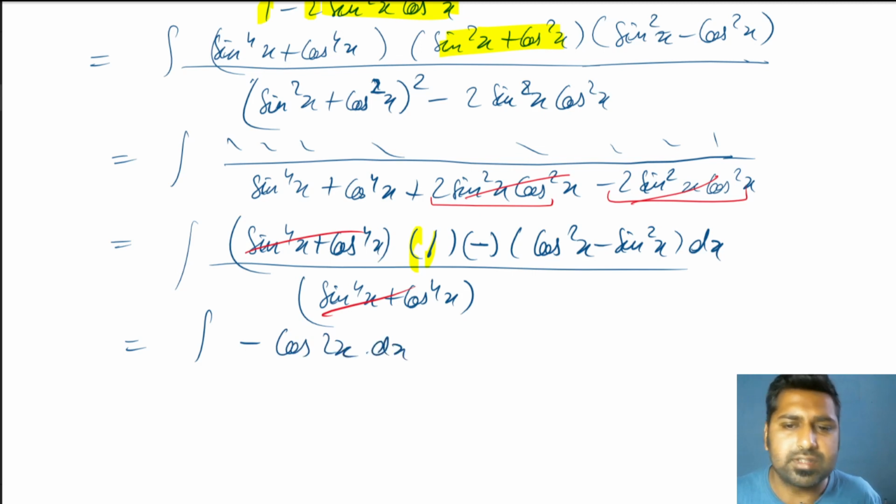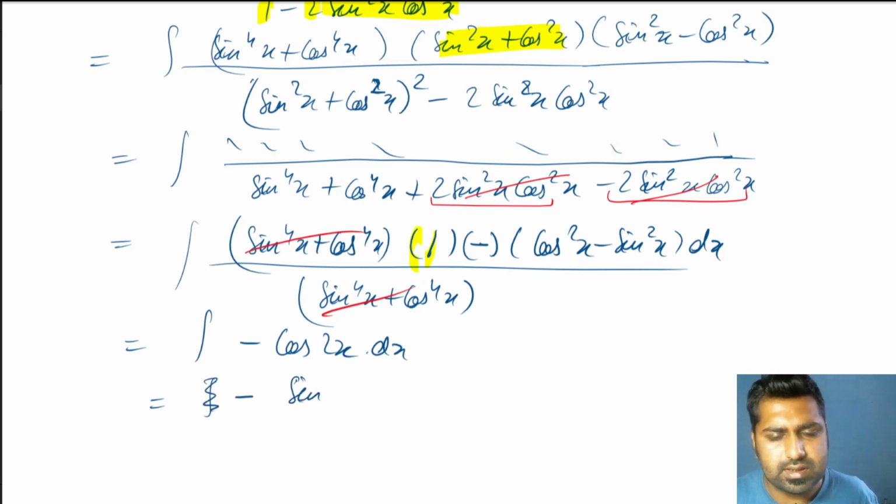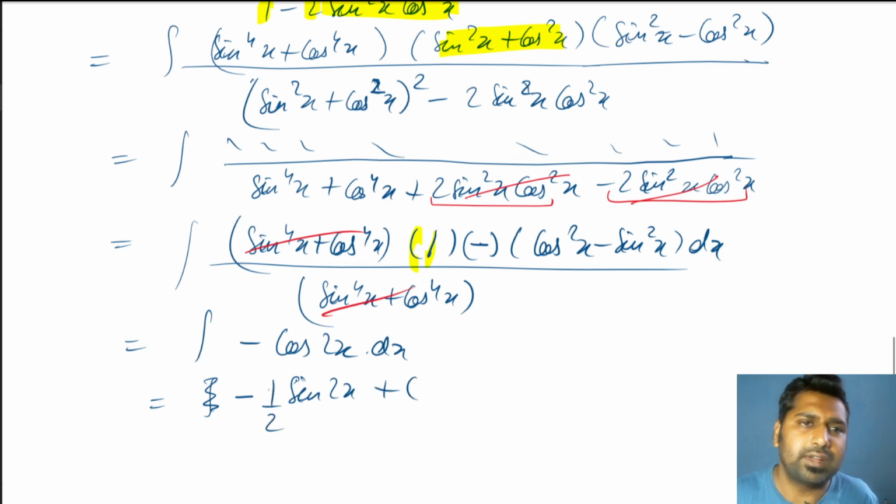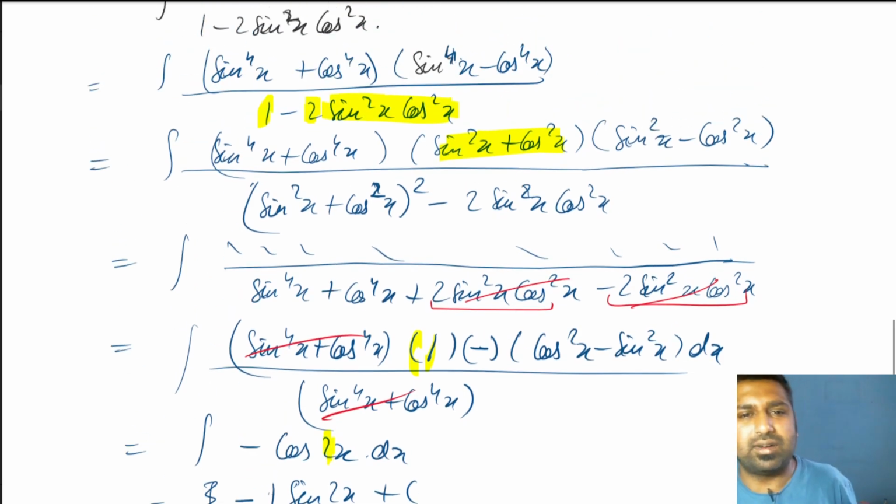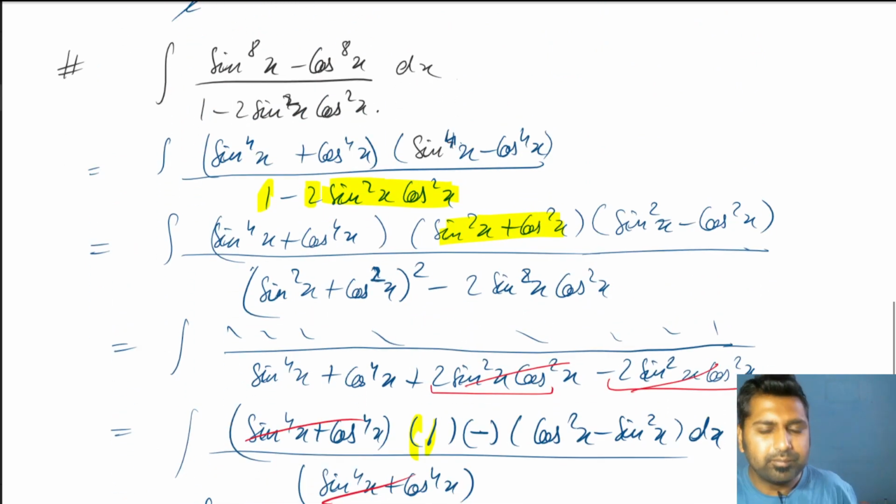Negative is already outside. I've taken negative common, so I've changed the sign. Cos square minus sine square is cos 2x. What is integration of cos 2x? That's minus, and integration of cos is sine 2x plus c, but remember to divide with the coefficient of x. So AX plus B format at the last step, but before that all variation of trig.